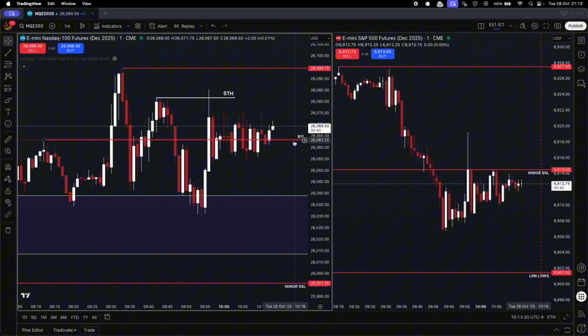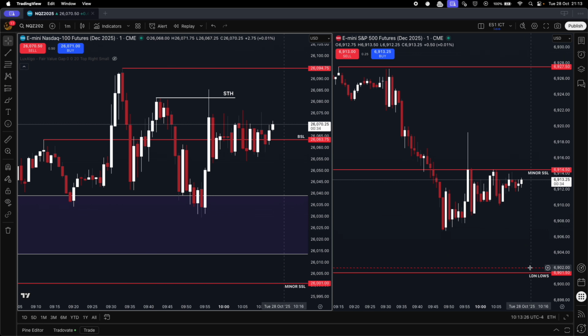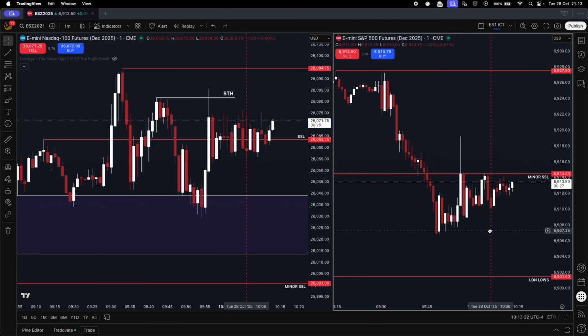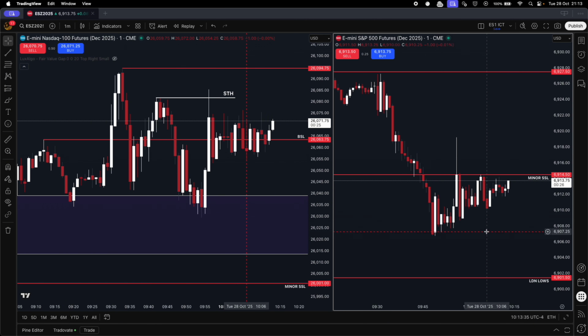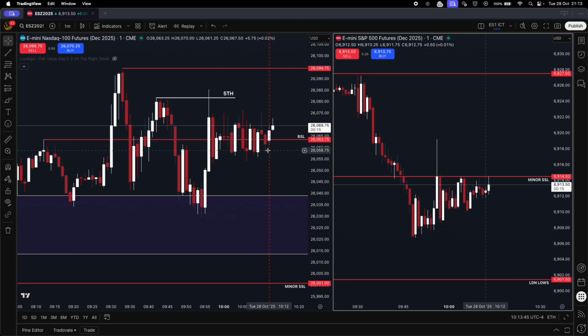So accumulation, obviously we are looking at manipulation here. I would love to see ES push lower towards London, and then as we trade into the second AM macro, we could look for longs from London lows being swept. So if we did have accumulation and then manipulation of London, we could then look for distribution towards the high. So we'll see if we get that.